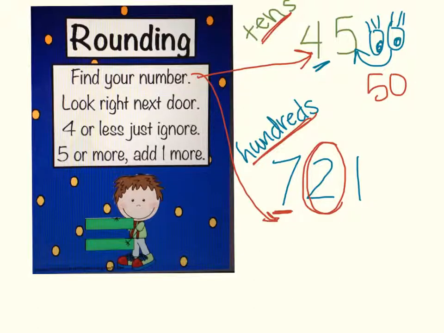Now the rule tells me if it's 4 or less, I'm going to ignore it, which means I'm just going to keep it at the same 700. It tells me 721 is closer to 700 than it would be to 800. So if I were going to round, I would round to 700.